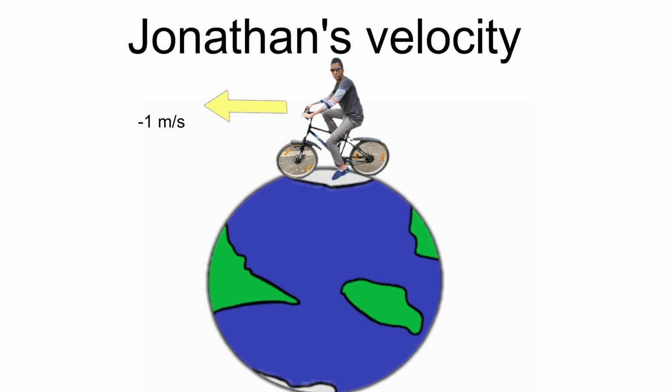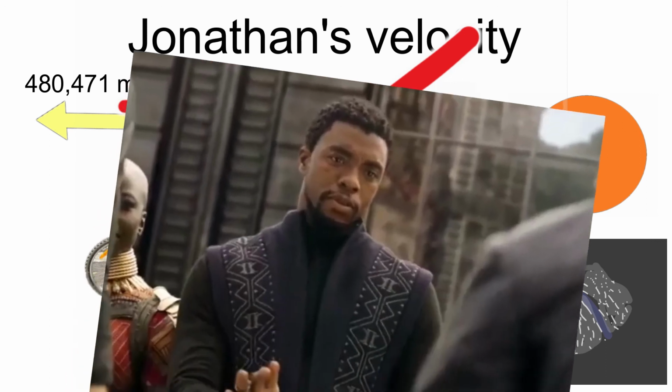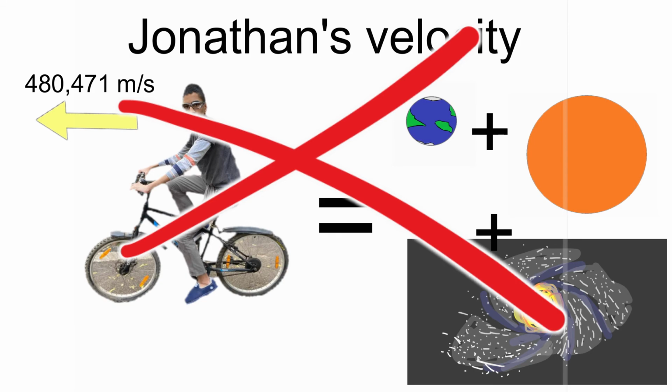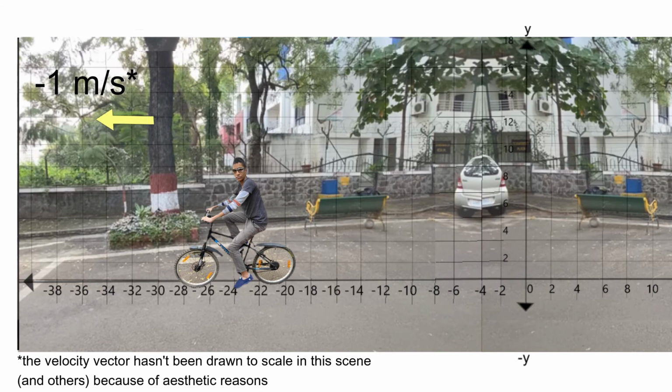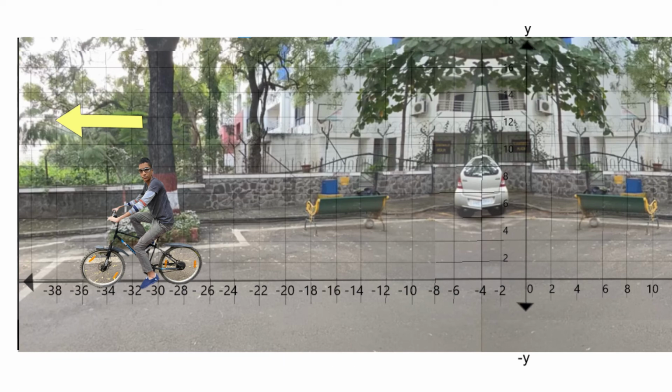On the basis of this, you might say that Jonathan Shetty cannot be traveling with a velocity of minus 1 meters per second, because clearly his velocity should be 230,000 meters per second plus 220,000 meters per second. But no, I'm here to tell you that we do not do that here. When we say that Jonathan is biking at minus 1 meters per second, we are ignoring the motion of the planet that he's on, the Sun and the Milky Way.